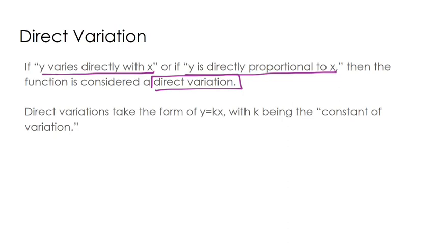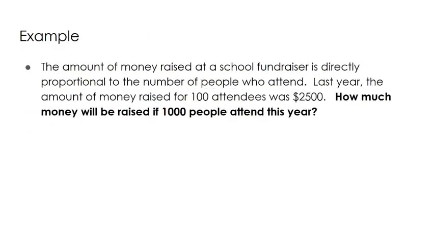And then basically the idea of a direct variation is it's going to take the form of y equals k times x, where k is going to be some constant. It might be a 3, it might be a negative 1/2, but our first sub-goal in this type of problem is to figure out what k is. Let's see how this plays out in an example.